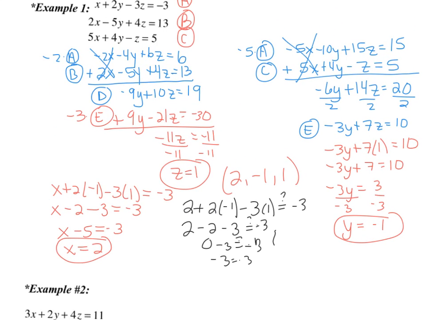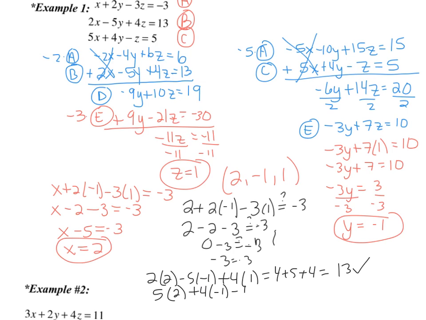If we check in the second one, 2 times 2 minus 5 times negative 1 plus 4 times 1. That gives us 4 plus 5 plus 4, which is 13, so that checks. And if we plug into the last one, 5 times 2 plus 4 times negative 1 minus 1, we get 10, take away 4 minus 1, which is 5. So it checks in all three equations.